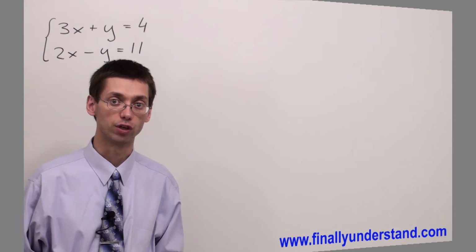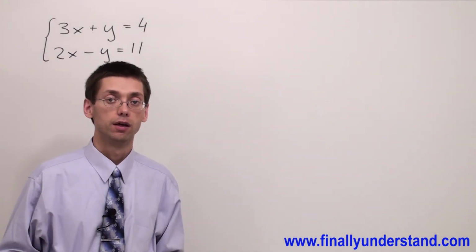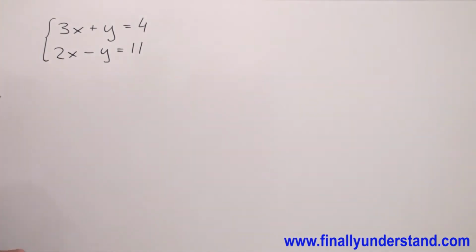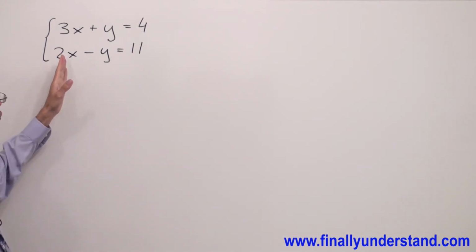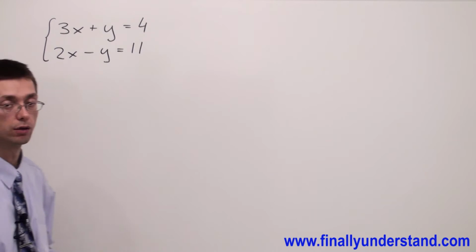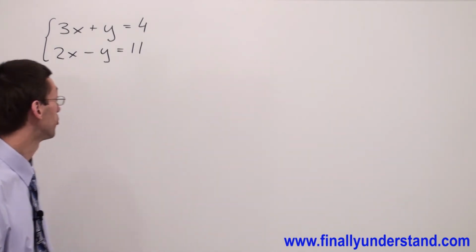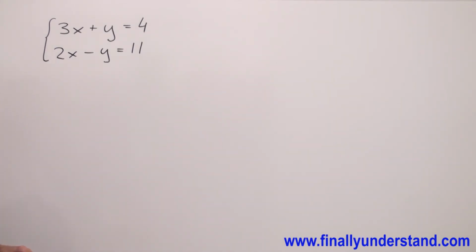Let's take a look at this example. We're supposed to solve this system of linear equations by using the addition-subtraction method. Always keep in mind that we're supposed to eliminate one of the variables. So it's very important to look at the x coefficients in this case and the y coefficients.